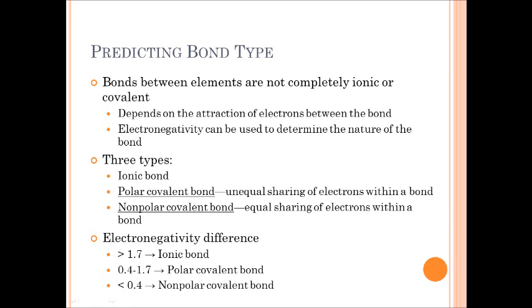We actually have three types of bonds. We have an ionic bond, we have a polar covalent, where you have a covalent bond but it's unequal sharing of those electrons within the bond, and then non-polar covalent, which is where you get equal sharing of electrons within a bond. And based on the difference in electronegativity, you can typically tell what type of bond it's going to be. If you have greater than 1.7, it's going to be ionic. If you have 0.4 to 1.7, you're going to have a polar covalent. If it's less than 0.4, then it's going to be non-polar covalent.